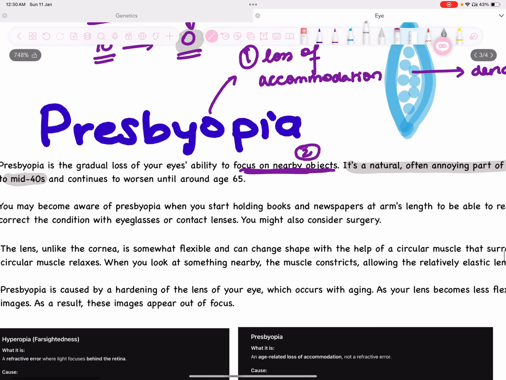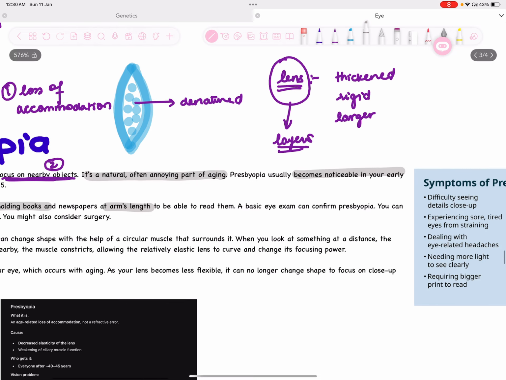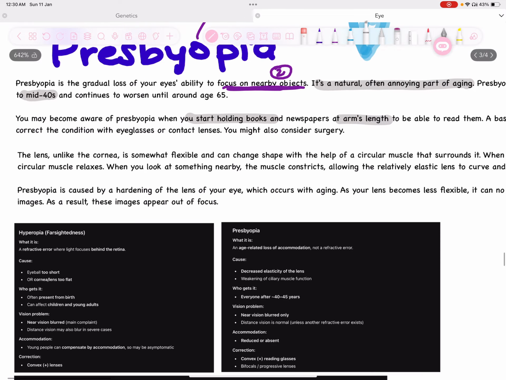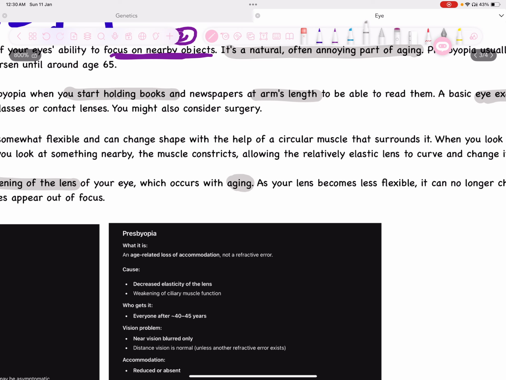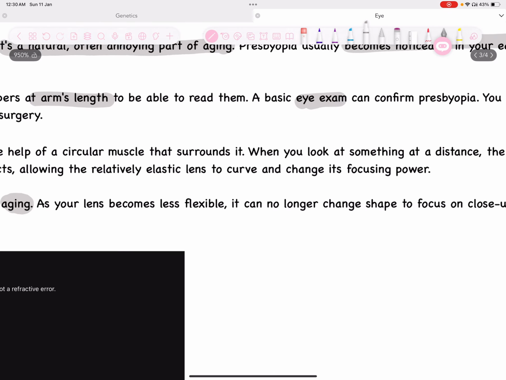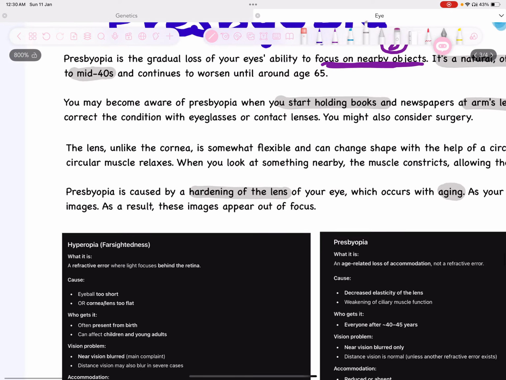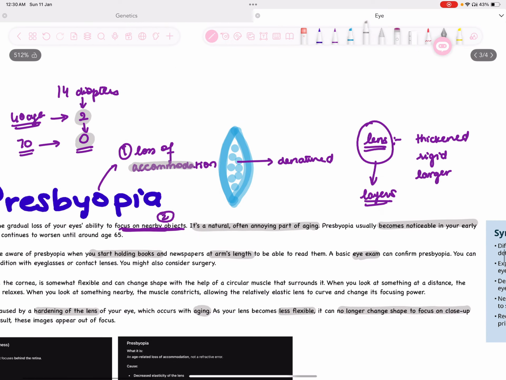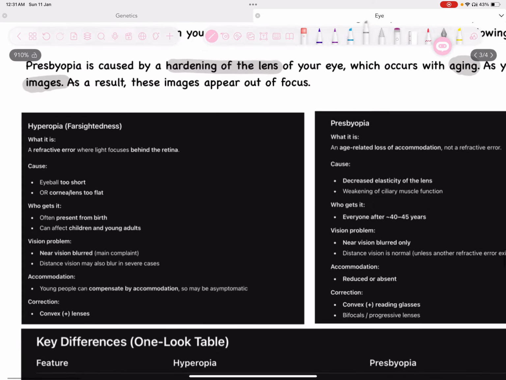You may become aware of presbyopia when you start holding books and newspapers at an arm's length. And for this, obviously, a basic eye exam confirms the condition. Presbyopia is caused by hardening of the lens of the eyes, which occurs with aging. So it's a natural aging process. Lenses become less flexible and can no longer change shape to focus on close-up images. Lenses change shape, that's why we are able to accommodate. When they've become thickened, rigid, harder and larger, they won't be able to accommodate.